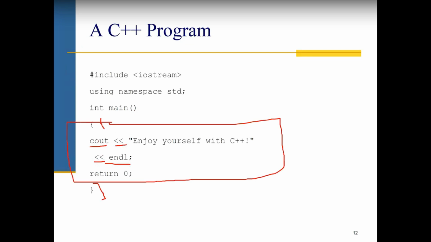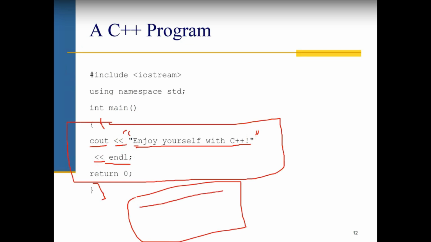So in here we say cout, we are going to print. Whenever anything is in the double quotation marks, that is what is going to show on our screen. So we are printing "Enjoy yourself with C++". And then here we say endl. Endl means next line. After printing, move to the next line.